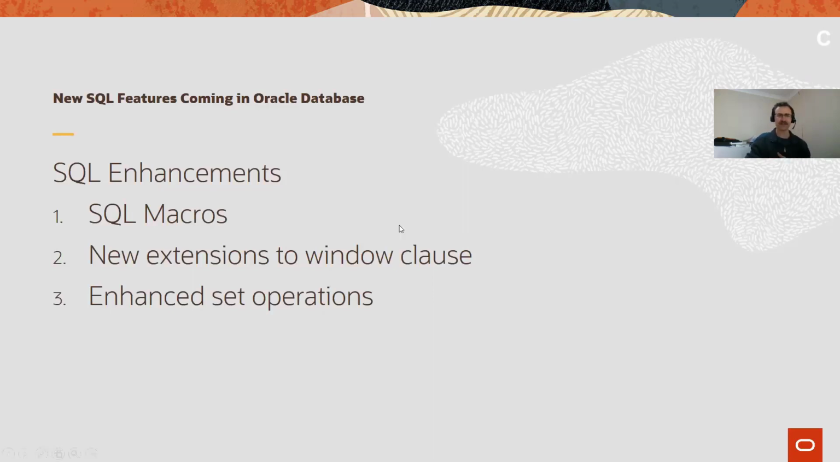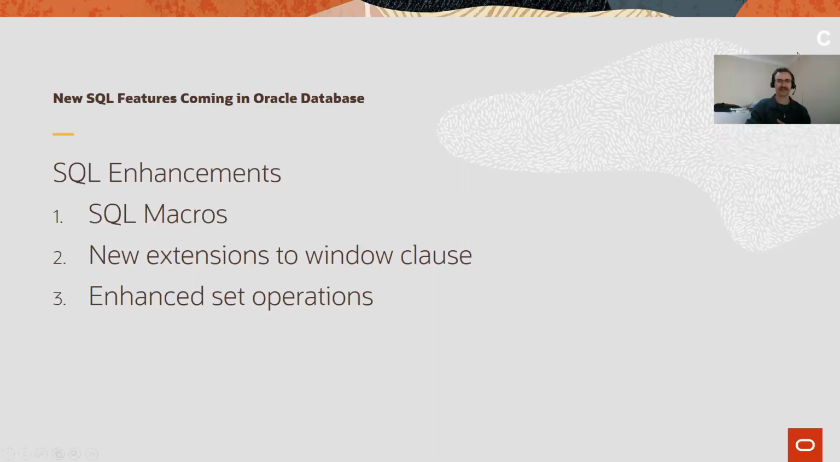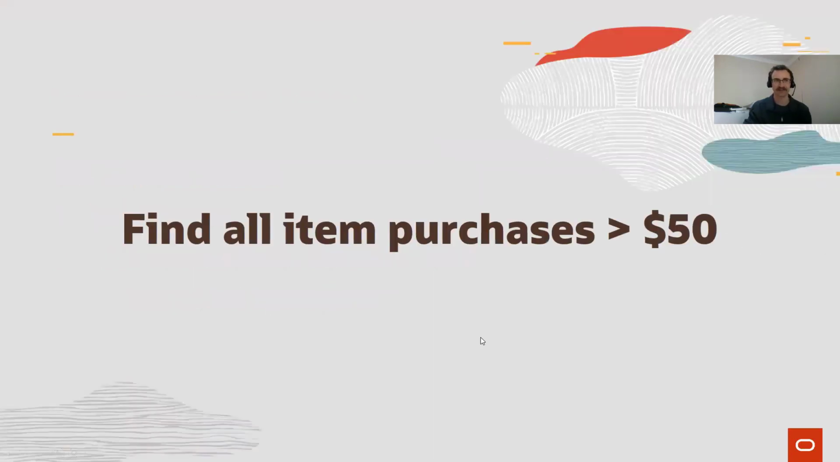We'll start off talking about SQL macros and discuss a common business question that you might have. Quite often you might be asked to find all the items where the purchase value was greater than $50 or something like that. So you want to find all the high value purchases, whatever that might be. The table records the unit purchase price and the number of units as separate columns, so you need to multiply those together to find the total value that we purchased.